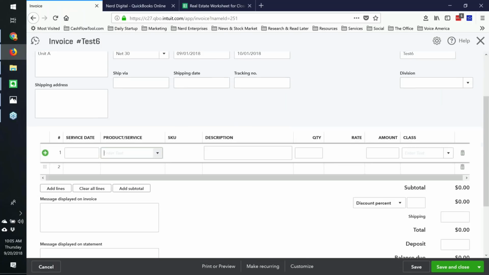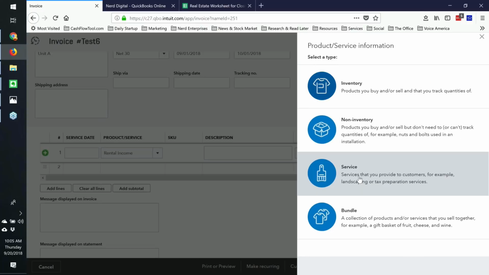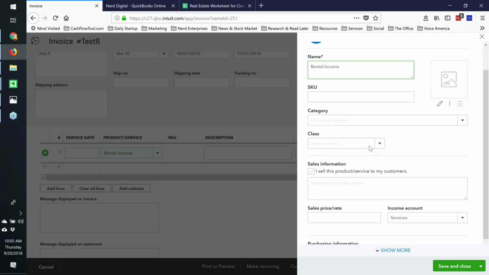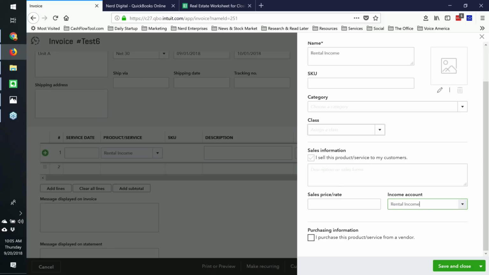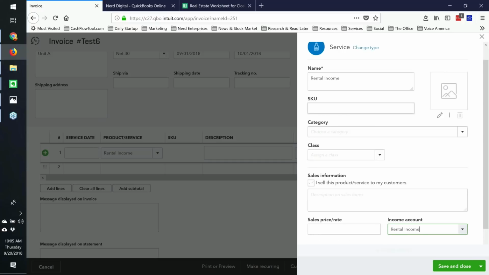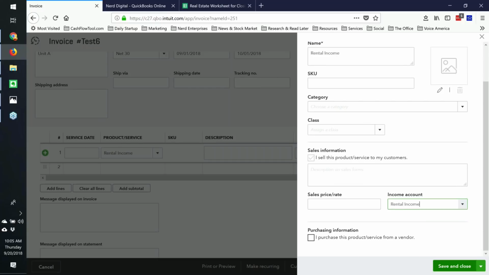And here I need some products and services, right? The first one I'm going to need is rental income. So again, I'm going to create that on the fly here, right? And it's a service. And it's going to go to the rental income account that I created earlier. There it is. Not purchasing it from anyone. So we can save that.